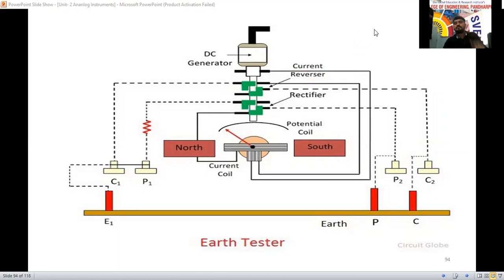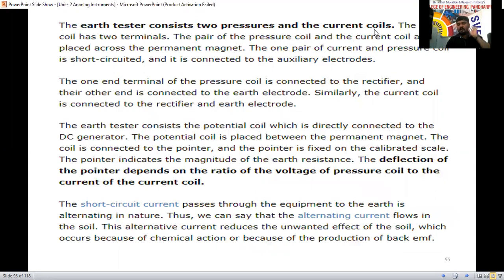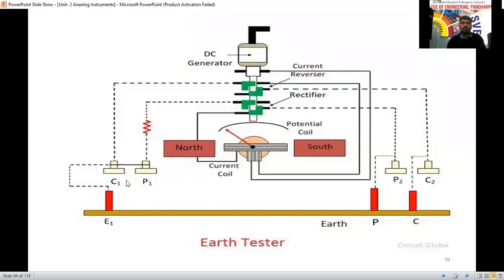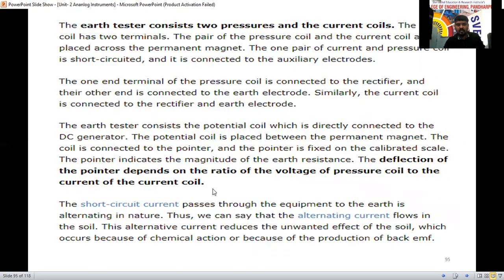See here. The earth tester consists merely of 4 coils. Two are pressure coils, that is pressure coil P1, P2 here now, and 2 current coils are there, that is current coil C1 and C2 here now. So 2 pressure coils, 2 current coils. Total how many coils are there? 4 coils are there. So the earth tester consists of 2 pressure and current coils.